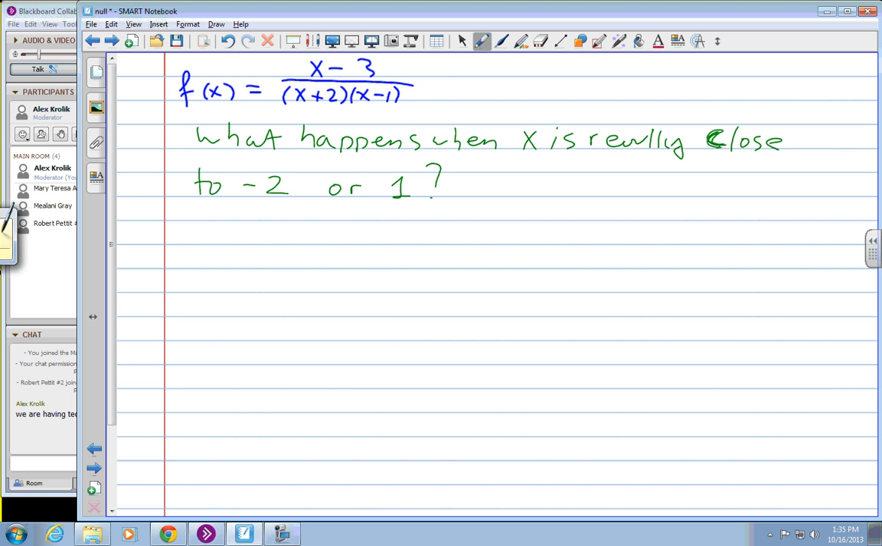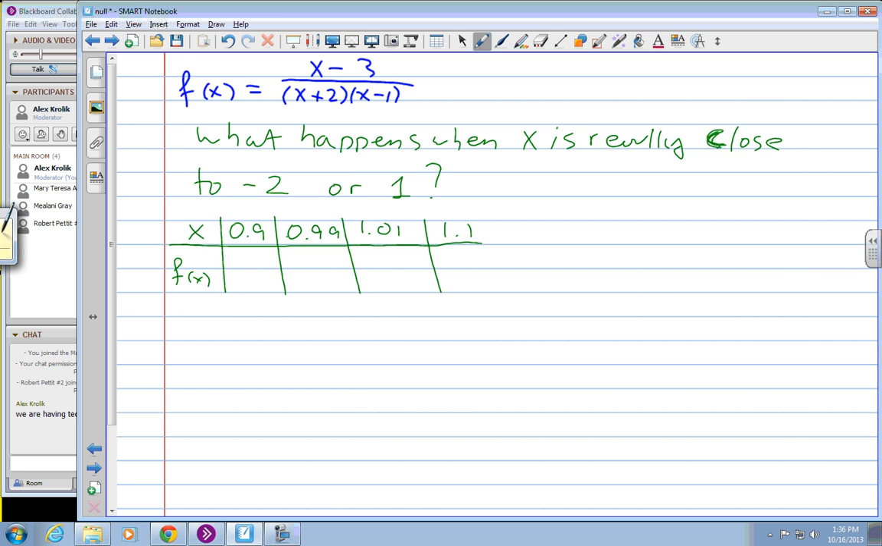So for example, I want to just compare x with f of x, and I'm going to take numbers that are close to 1. Can you give me some examples of numbers that are close to 1? Okay, 0.9, 0.99, somebody said 1.1. I can be close to 1 on either side, so let's say 1.01, 1.1.